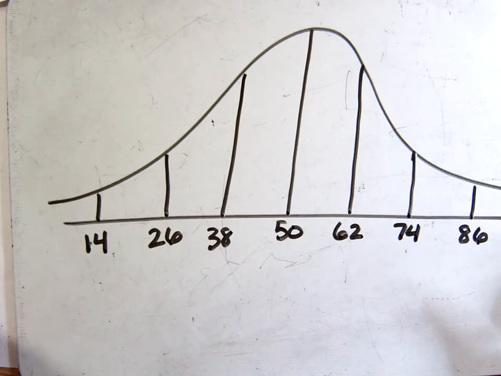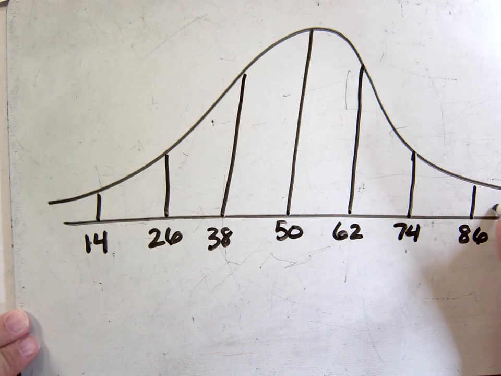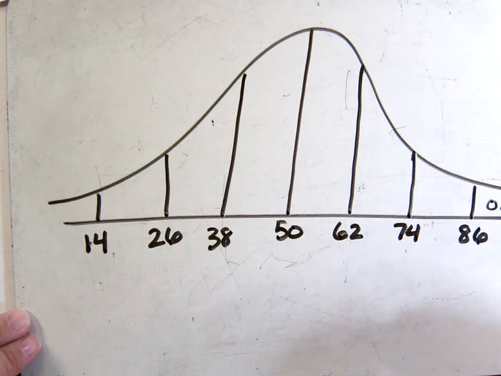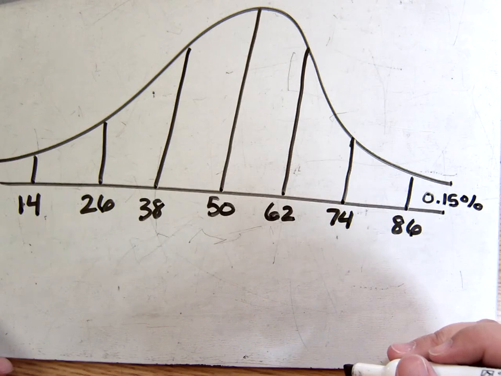All right. What is the probability that a waterfall chosen at random will have a height less than 86 feet? So again, I'm just using this because 86 is one of my numbers. I don't have to worry about a z-score here. So the only thing more than 86 feet is the 0.15% over here. That's the only thing higher than 86 feet.